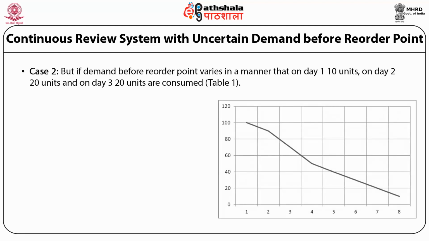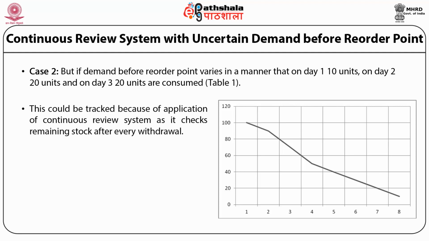Case 2. But if demand before the reorder point varies in a manner that on day 1, 10 units, on day 2, 20 units, and on day 3, 20 units are consumed, this means 50 units are consumed in 3 days instead of 5 days when demand was certain.